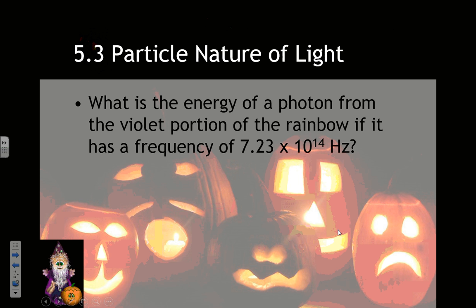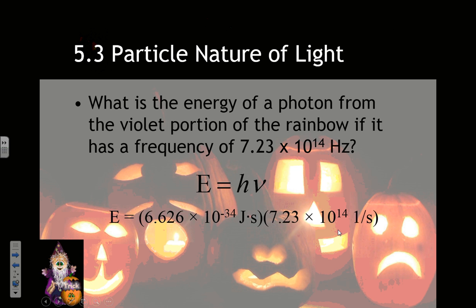Now, what would a typical Planck's equation problem look like? What's the energy of a photon from the violet portion of the rainbow if it has a frequency of 7.23 times 10 to the 14th hertz? So it's asking me about energy, so I'm going to get my energy frequency equation. So E equals h times the frequency. And remember, h as a constant, always going to be the same number. And this will be given like the speed of light on the test.